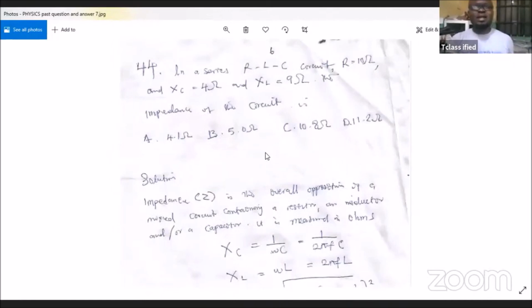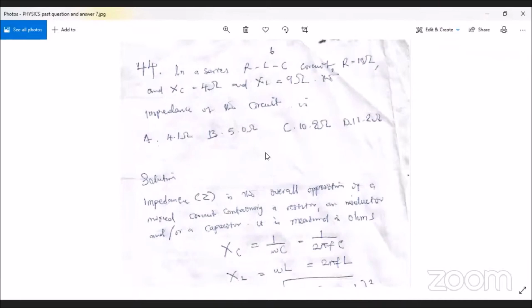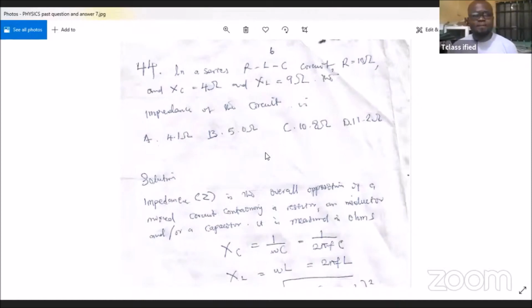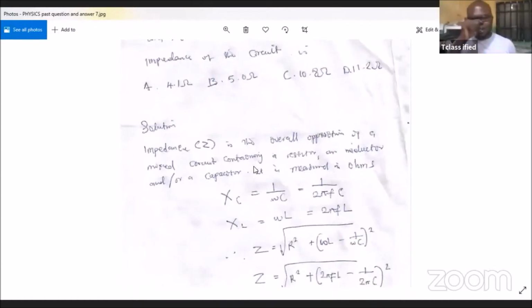In a series RLC circuit, R is equal to 10 ohms, XC, this is the capacitive reactance, is 4 ohms and XL is 9 ohms. So what is the impedance? Is it A 4.1 ohm, B 5.0 ohm, C 10.8 ohm, or D 11.2 ohm? Impedance is the overall opposition of a mixed circuit containing a resistor, an inductor, and/or a capacitor. And it's measured in ohms.